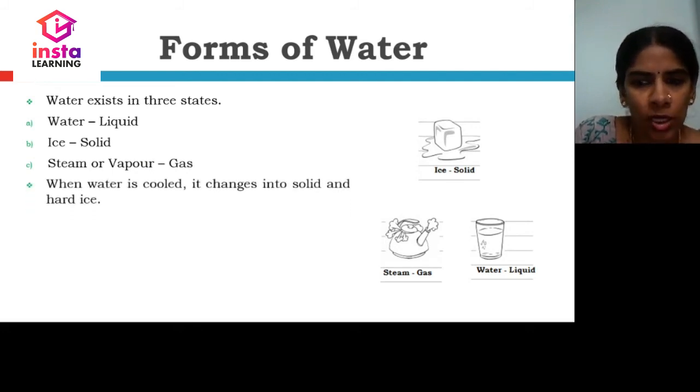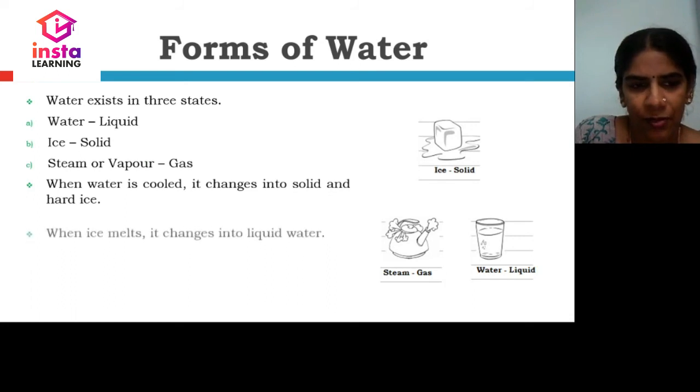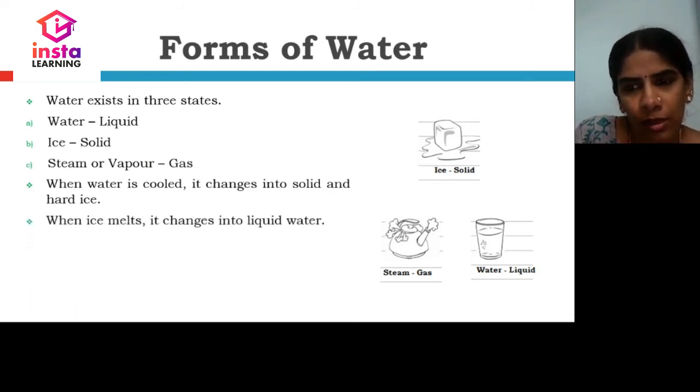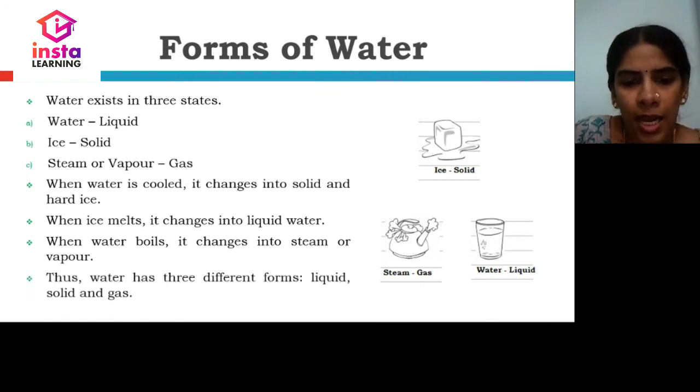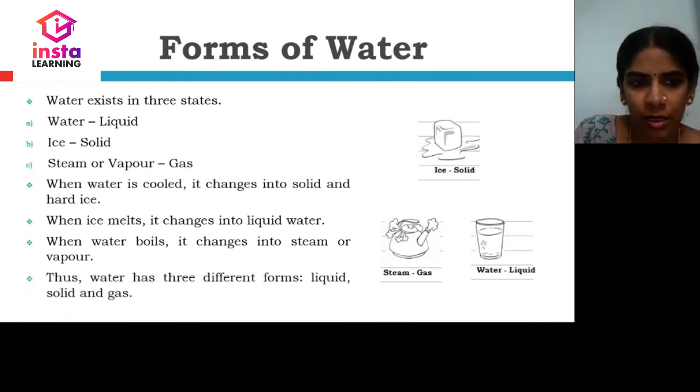When water is cooled, it changes into solid, hard ice. That is, when we keep the water in the freezer, what will happen? The water becomes ice. When you keep the chilled, frozen ice outside, what happens? It begins to melt and changes into liquid water. What happens when water boils? It changes into steam or vapor. Thus, water has three different forms: liquid, solid, and gas.